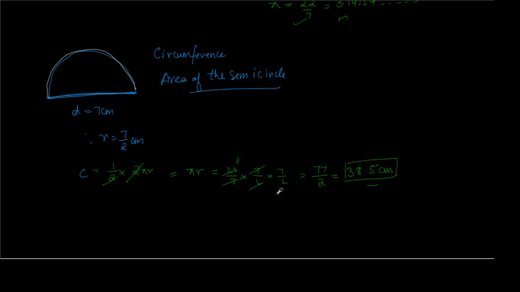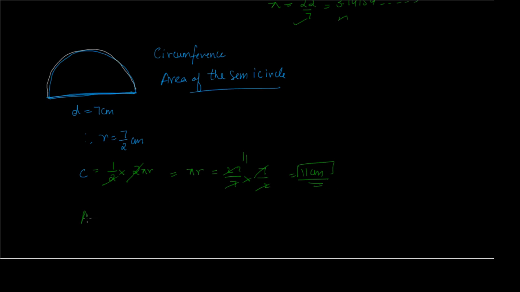Oh gosh, sorry, what did I do? It's pi r, right? Only 22 by 7 into r, which is 7 by 2. So 7 and 7 go one time, this goes 11 times, so it'll be 11 centimeters. That is the circumference of the semicircle, right?